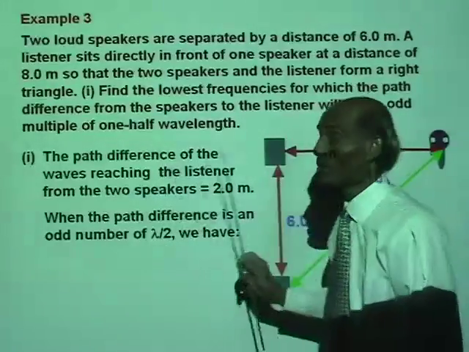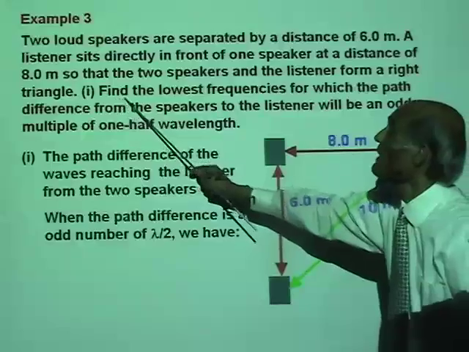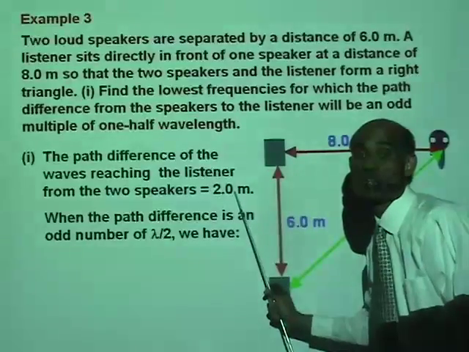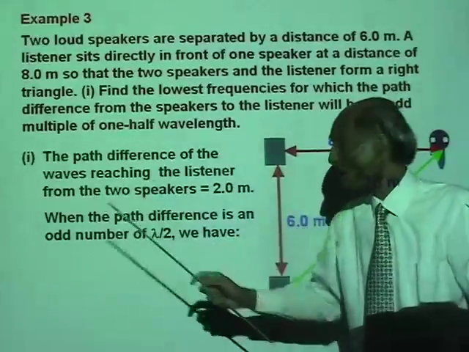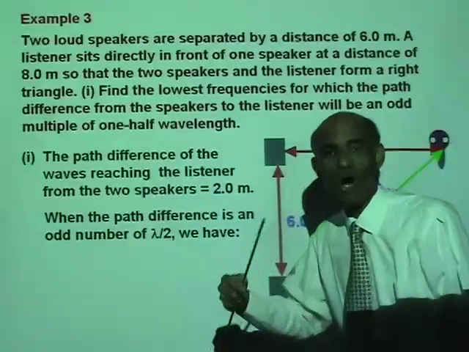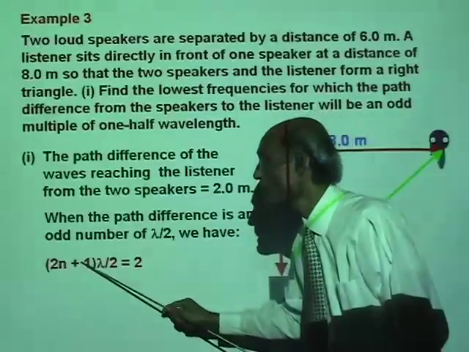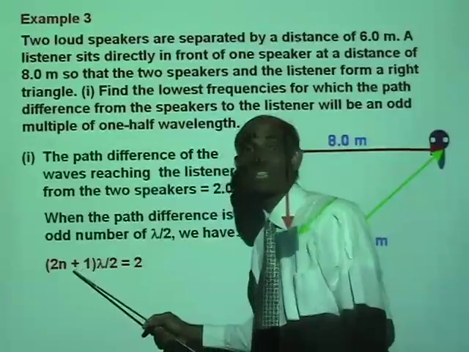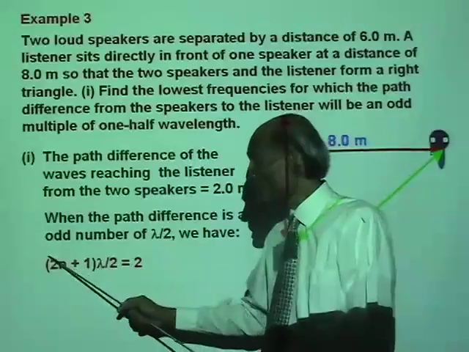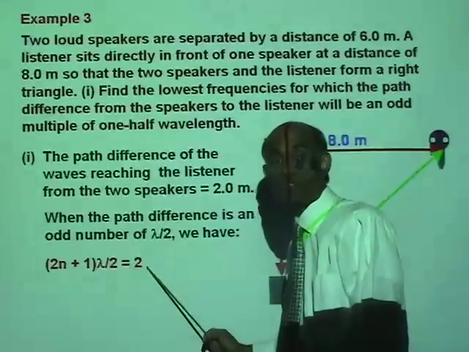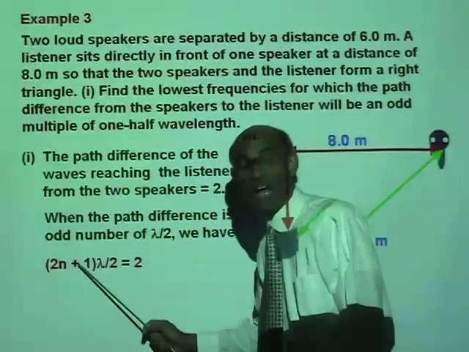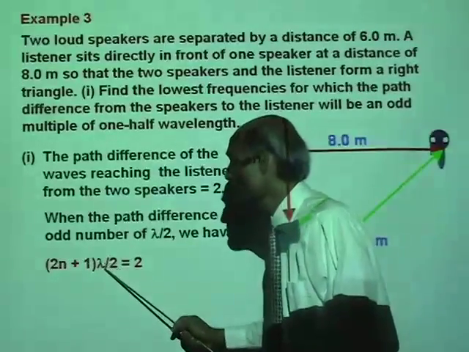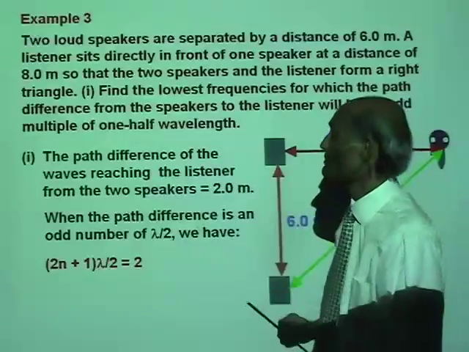Now, we are told that we need to find the condition. What are we supposed to find? Find the lowest frequencies for which the path difference, this path difference, which is 2 meters, will be an odd multiple of half a wavelength. Now, how do you write odd multiple of half a wavelength? 2n plus 1 times lambda by 2. This is how we represent the odd integer multiple of half a wavelength. And the path difference, that is 2 meters, must be equal to an odd multiple of half a wavelength. So we have the equation 2n plus 1 times lambda by 2 must be equal to the path difference 2.